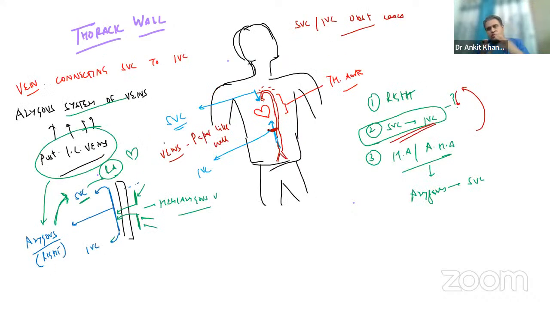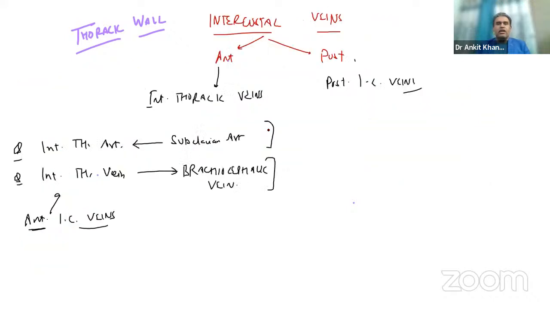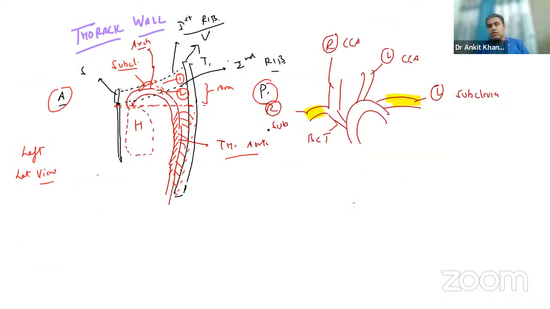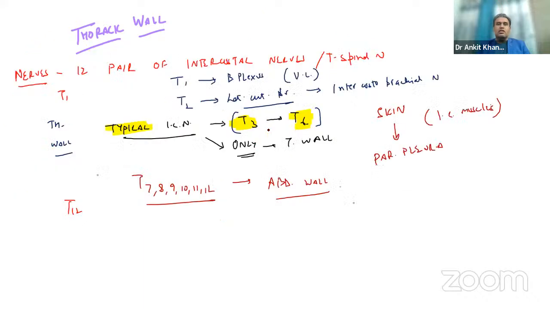This was the whole venous drainage. So we have seen today the arteries, the veins, and the nerves. Remember the typical intercostal nerves that we discussed, and the layers in the thoracic wall. What is pain sensitive and what is not pain sensitive? These are the things we have discussed here.